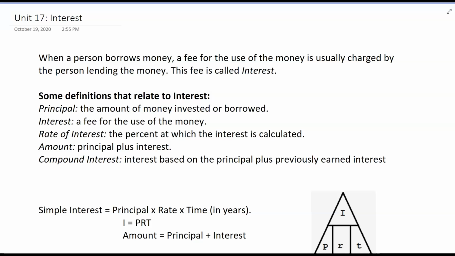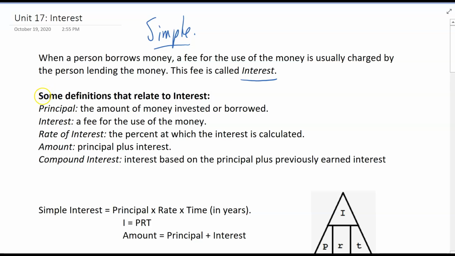In this unit, we take a look at interest, and in particular, simple interest, and how to calculate it. There is also compound interest, but we won't be studying it here. When a person borrows money, a fee for the use of money is usually charged by the person lending the money. This fee is called the interest, and it's usually based on a percentage rate.